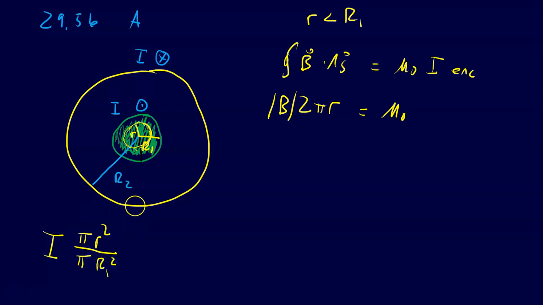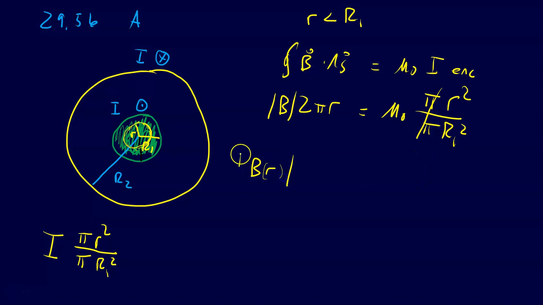So let's think about this. If our Amperian loop has a radius of 0, this gives me 0 current. That makes sense. If my Amperian loop actually has the radius of r1, this would cancel and I get the full I. So this seems to have the right sort of functionality that we want. So I'll put pi r squared over pi r1 squared, and now basically we're done. We just do some algebra and cancel out those pi's.